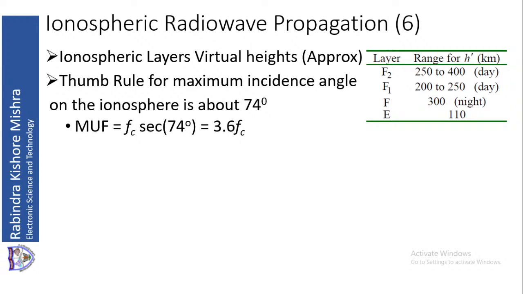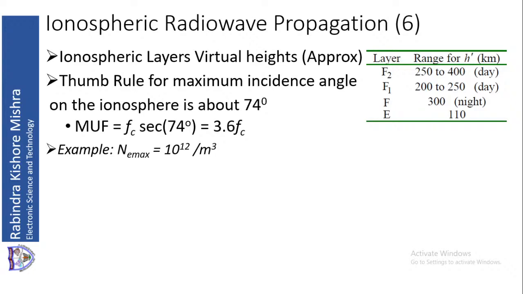Now the maximum usable frequency. If I consider the maximum incident angle as 74 degrees, the maximum usable frequency, we have seen the expression, is Fc into sec of psi I. Psi I is 74, so Fc sec 74 degrees, that will be 3.6 Fc. So the maximum usable frequency will be about 3.6 times Fc, which is the cutoff frequency or the plasma frequency or critical frequency. You can call it anything.